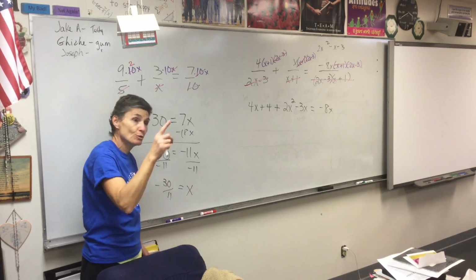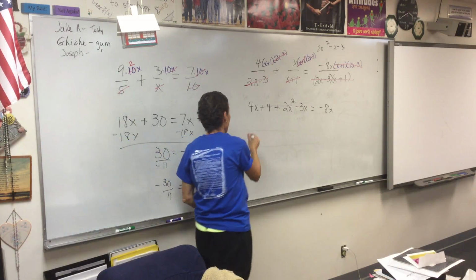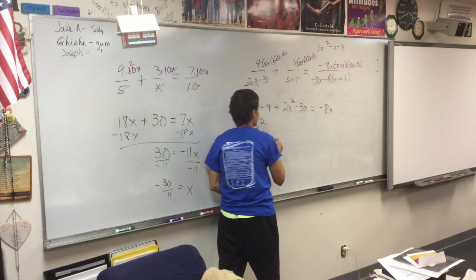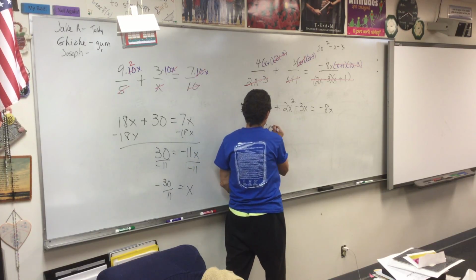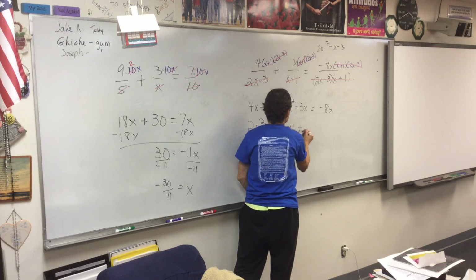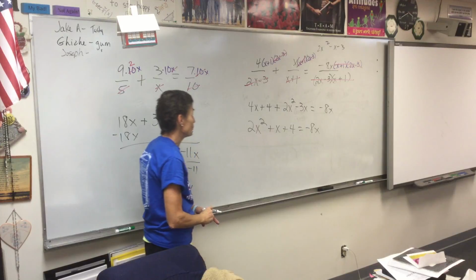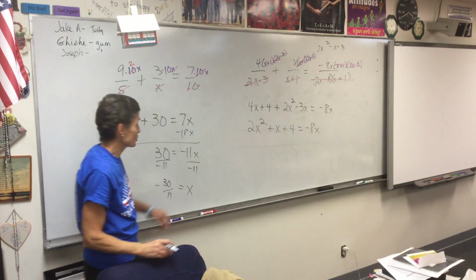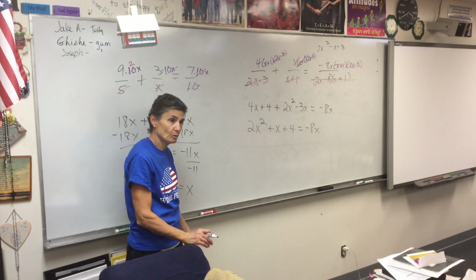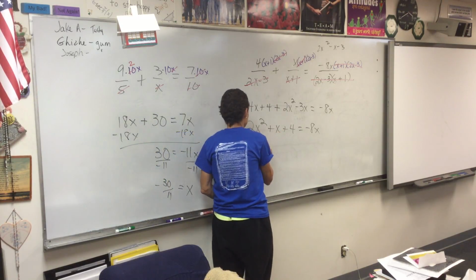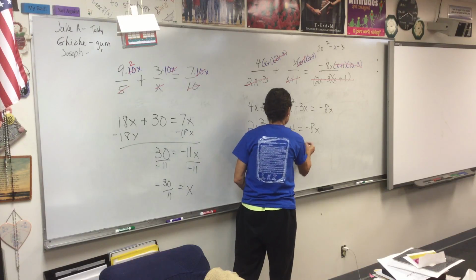Now, everybody in this room, everybody out there, has seen a quadratic equation before. This is 2x squared, I'm going to collect like terms, plus x plus 4 equals negative 8x. What do we do with quadratic equations? They're equations with squares in them. We always get them set equal to 0. So 2x squared plus 9x plus 4.